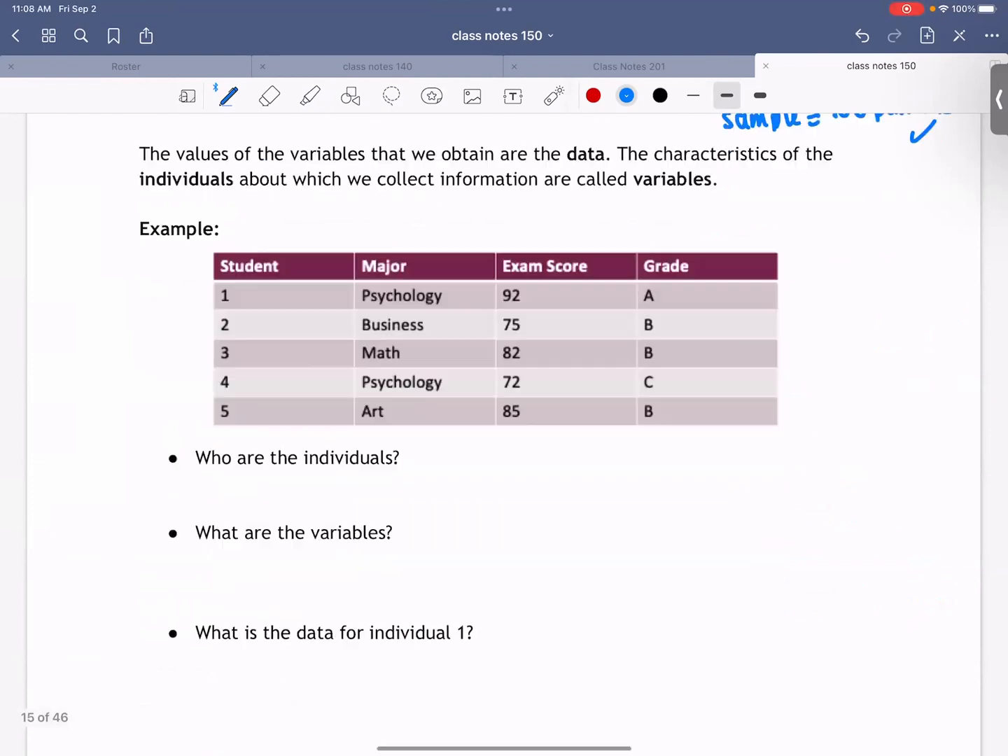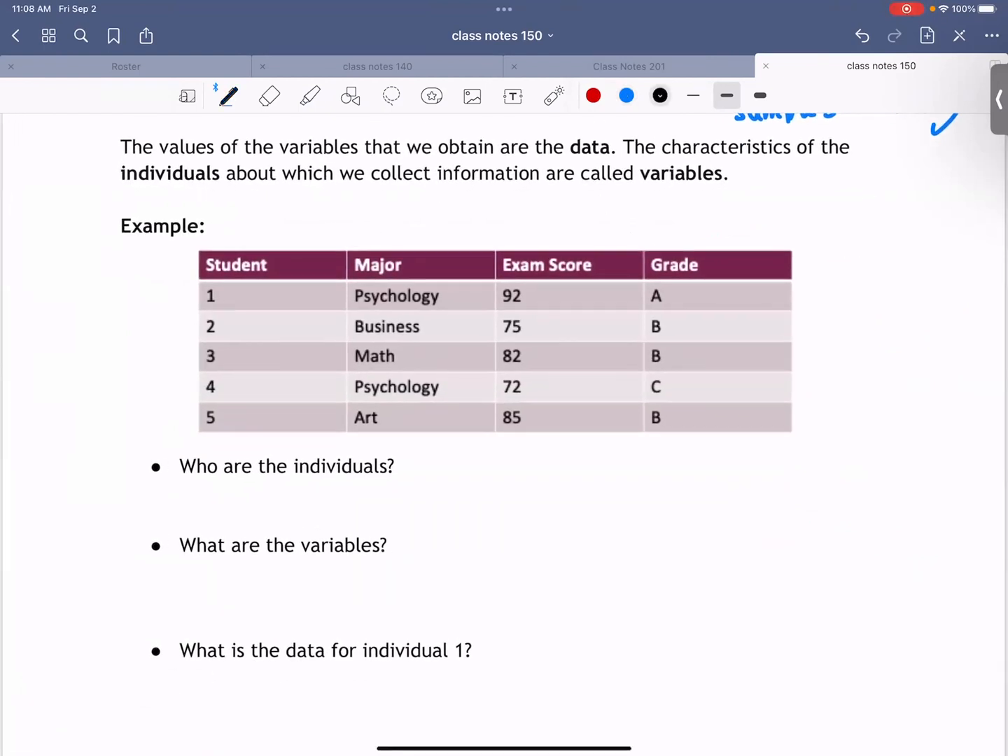All right. Okay, some more vocabulary words that we're going to be throwing out. So we have things that we obtain and the values of the variables that we obtain. For example, if I asked you your exam score, that would be an example of data. Okay. We collect things from the individuals, right? And the characteristics like your age or your major or something like that are the things that we call variables, okay? I think it's easier to describe what these are with an example.